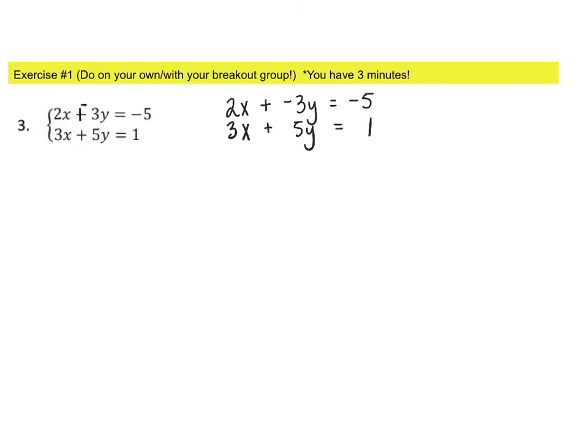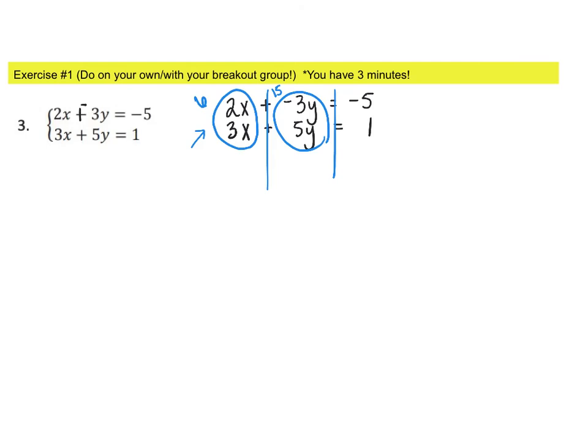And I want to decide which variable I want to eliminate. So if I look at my x's, what's the least common multiple of 2 and 3? 6. If I look at my y's, what's the least common multiple of 3 and 5? 15. So which is going to be the easier one to change and eliminate? My x's. Okay? That means that those both have to change to a 6.